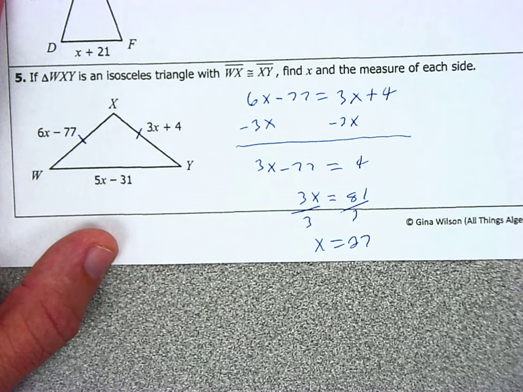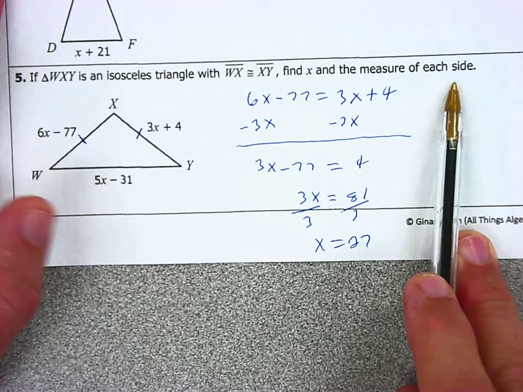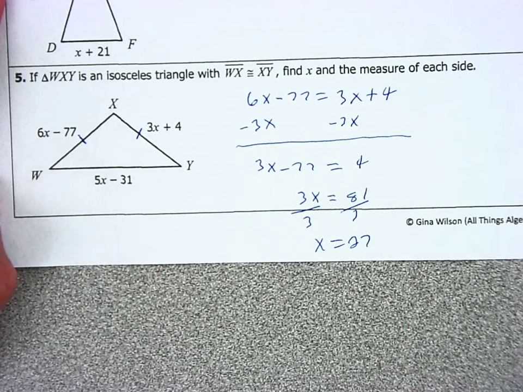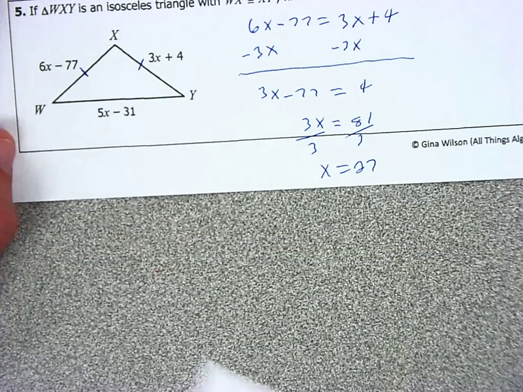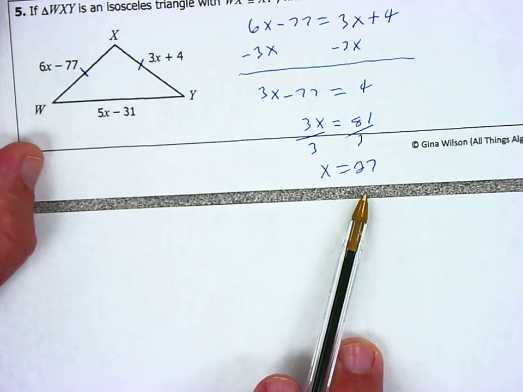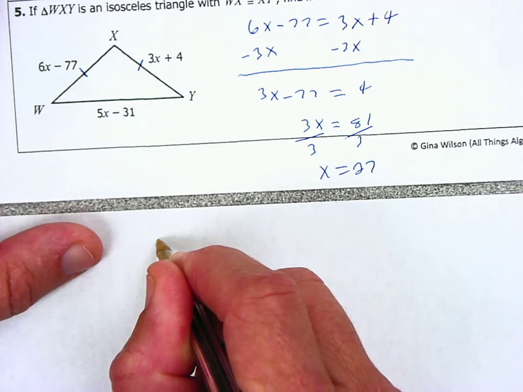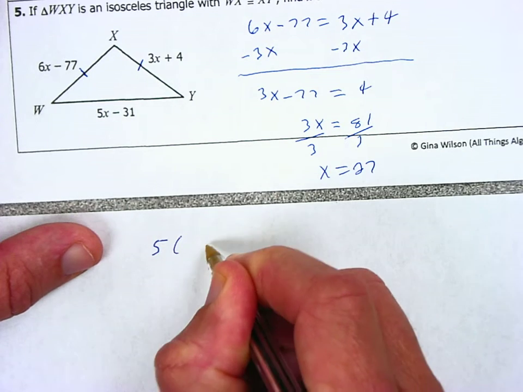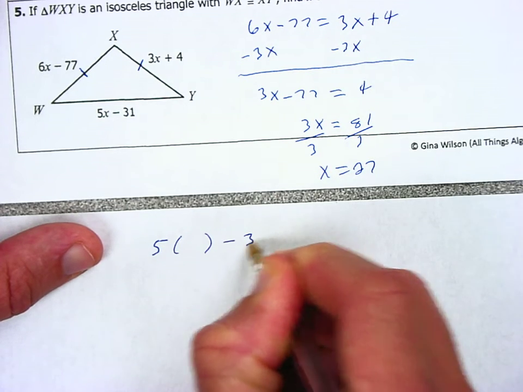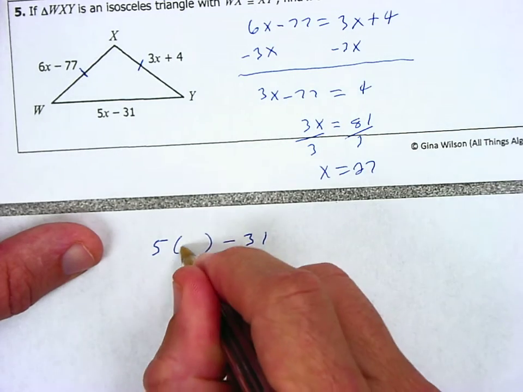Now, don't get all hyper and excited like I do. They want x, but they also want the measure of all of the sides. So what you have to do next is look at the sides, grab those expressions, and substitute in 27. I'm going to start with this bottom one here. The bottom one is 5 times whatever we got minus 31. So take your 27 and plug it in.